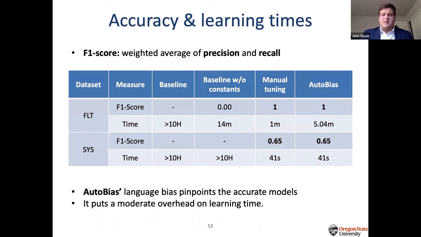We see a similar pattern in the second 2 datasets as we did in the first 3. Moreover, both of the 2 baselines show an inability to learn anything at all for the second 2 datasets. For the empirical results, it's clear that auto bias is able to generate language bias that is able to pinpoint the true accurate model.